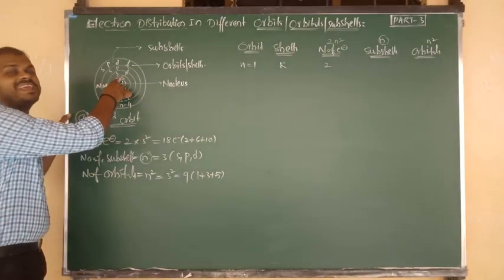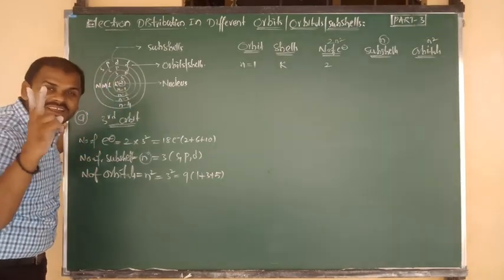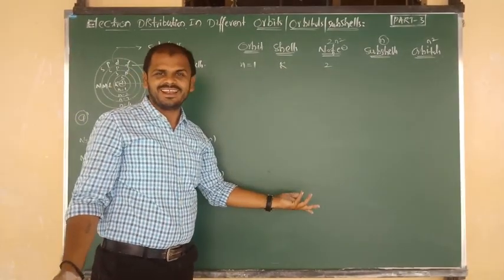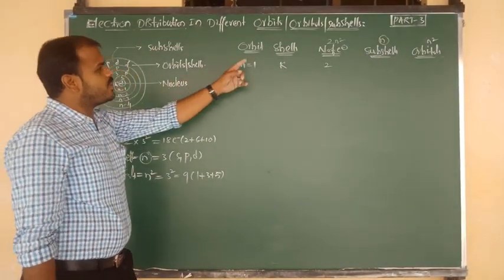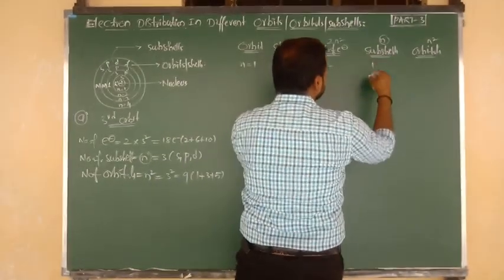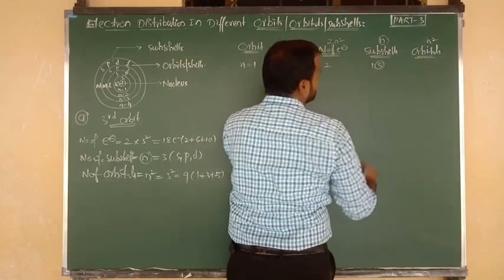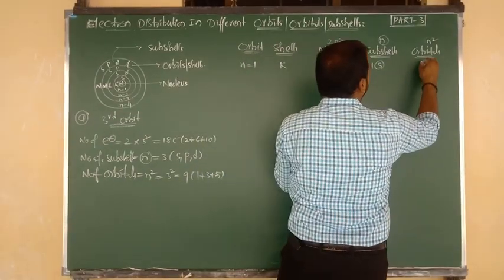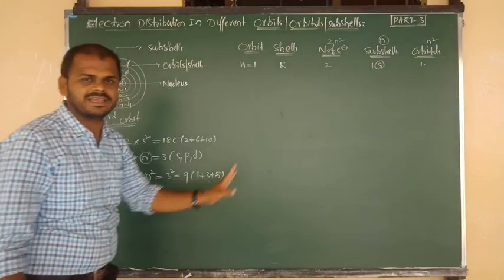The first orbit contains only the S subshell. The S subshell contains a maximum of 2 electrons. What is the subshell formula? It is n. Here the n value is 1, so there is only one subshell, that is S. And the S subshell contains only one orbital, because 1 square is 1.